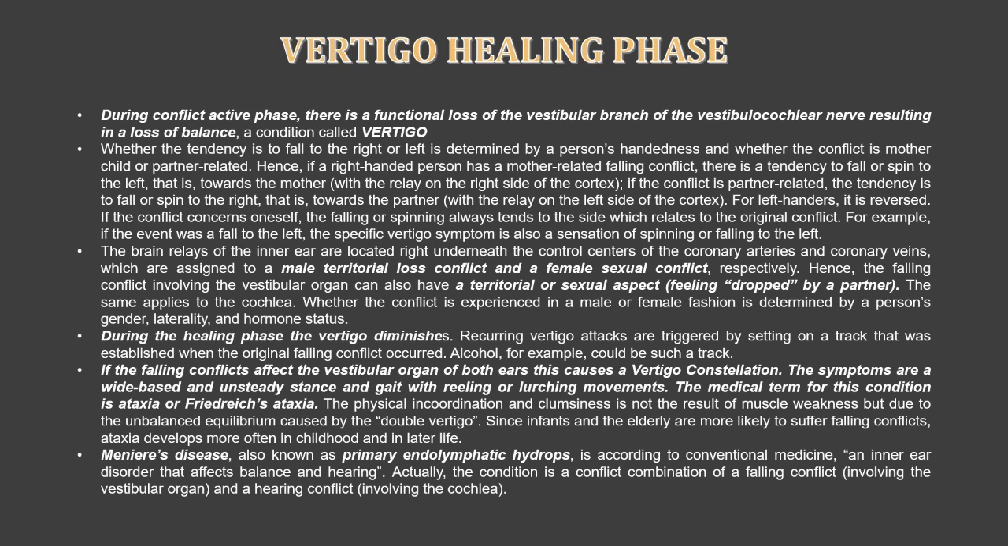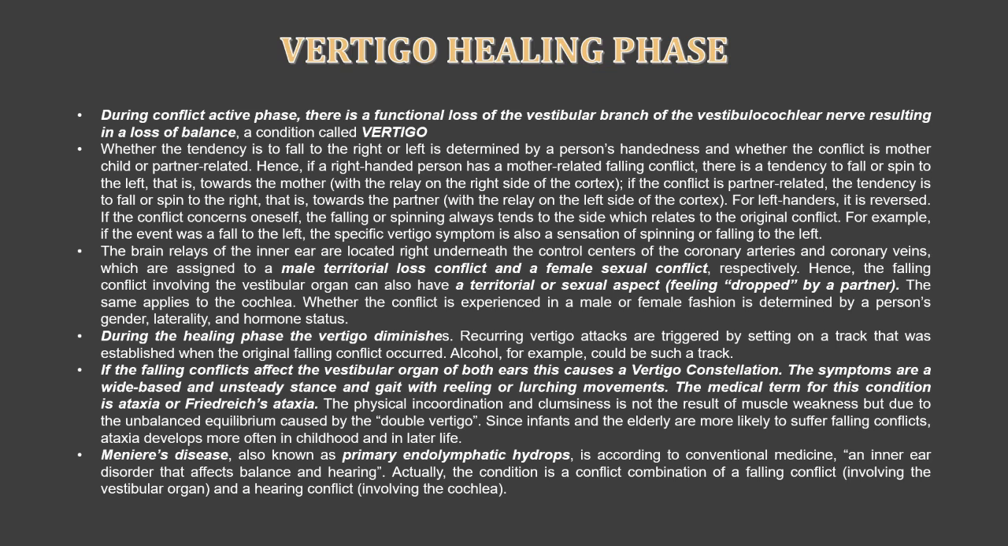The brain relays of the inner ear are located right underneath the control centers of the coronary arteries and coronary veins, which are assigned to a male territorial loss conflict and a female sexual conflict, respectively. Hence, the falling conflict involving the vestibular organ can also have a territorial or sexual aspect, so feeling dropped by a partner. And the same applies to the cochlea. Whether the conflict is experienced in a male or female fashion is determined also by a person's gender, laterality, and hormone status. And during the healing phase of the vertigo, it diminishes.